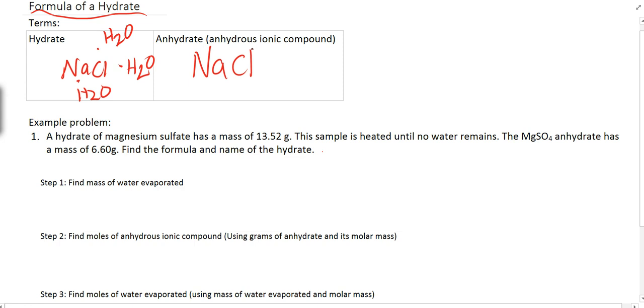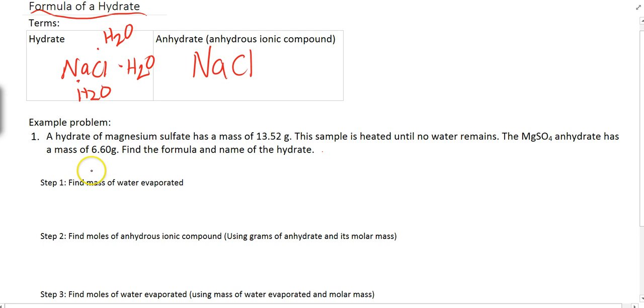In this topic, what you need to be able to do is figure out the formula of a hydrate if I give you some experimental data. So let's try an example problem that looks familiar from your worksheet perhaps. Let's say that the hydrate of magnesium sulfate has a mass of 13.52 grams. So when it's attached to waters, it weighs 13.52. If you heat it up and evaporate the water, the anhydrate of magnesium sulfate weighs only 6.6 grams.